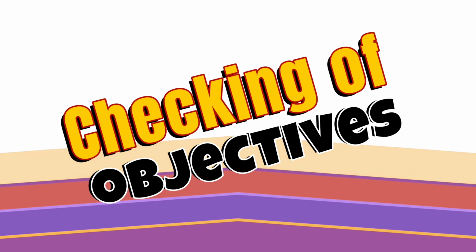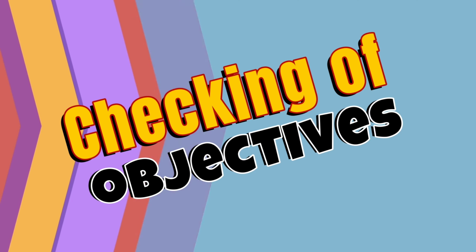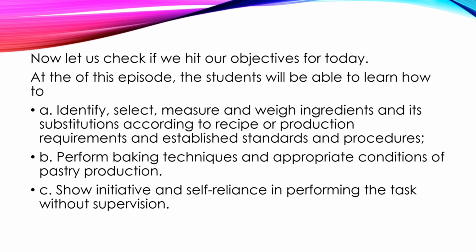Now let us check if we hit our objectives for today. At the end of this episode, you will be able to learn how to letter A. Identify, select, measure, and weigh ingredients and its substitutions according to recipe or production requirements and establish standards and procedures. Letter B. Perform baking techniques and appropriate conditions of pastry production. And letter C. Show initiative and self-reliance in performing the task without supervision.